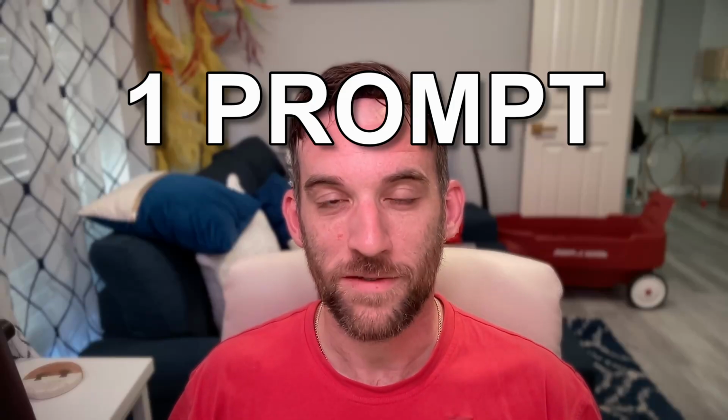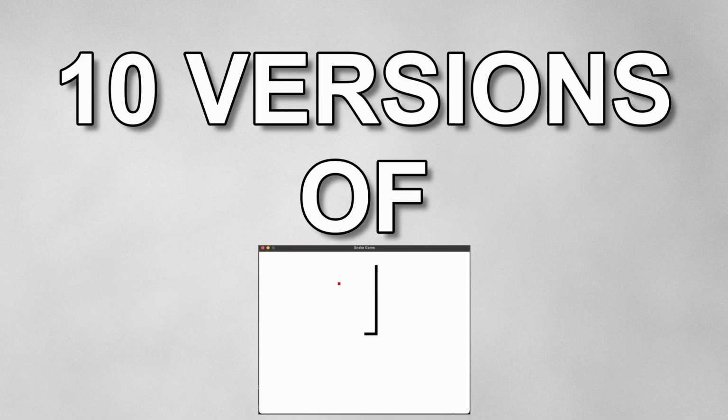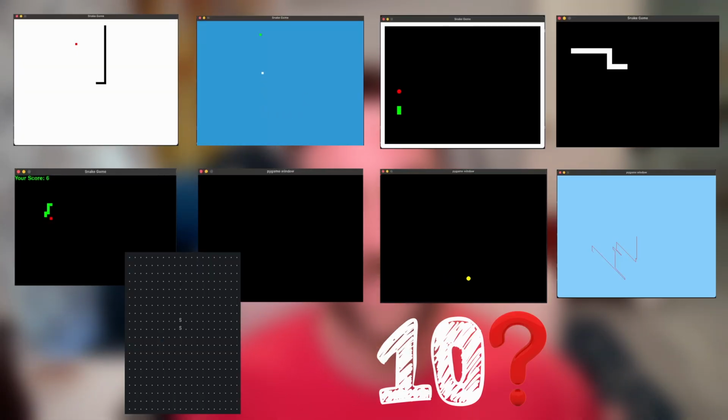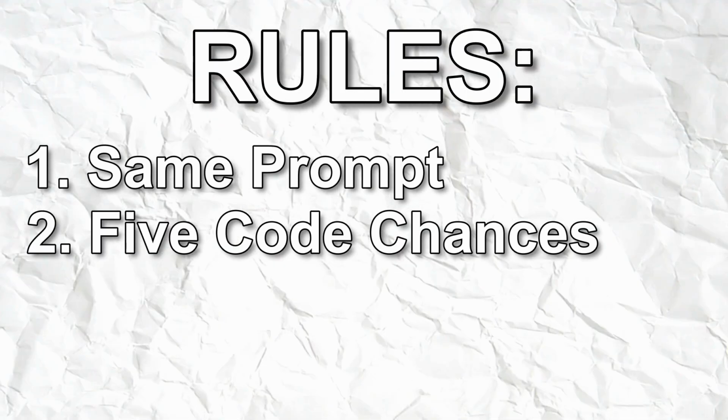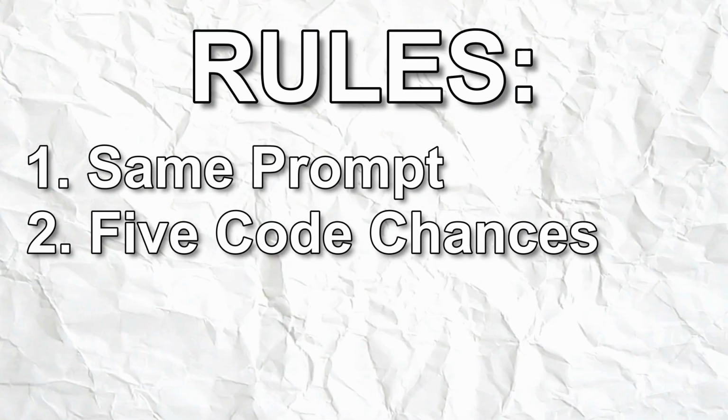I have one prompt, 10 different models, and 10 different versions of the game Snake. I'll show you how I set it up, what I did to use it, and then finally output from each one. I'm only gonna have two rules. First one, I'm gonna use AutoGen with the same prompts. And two, I'm only gonna ask it to fix code up to 5 times.